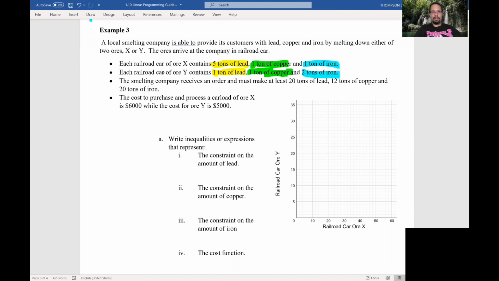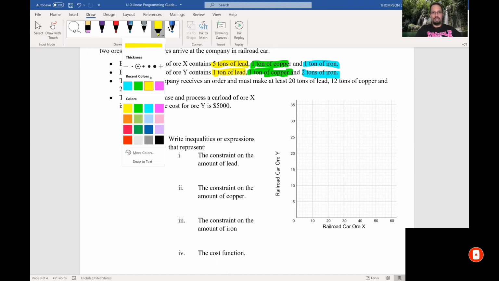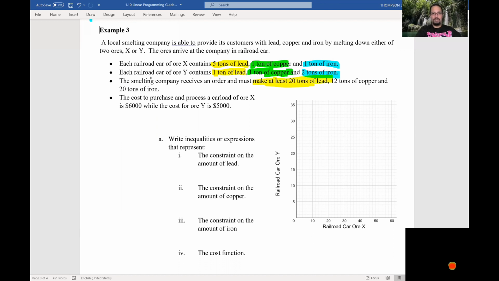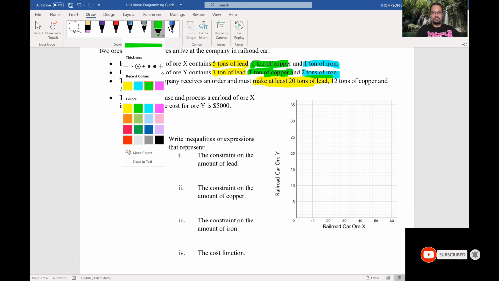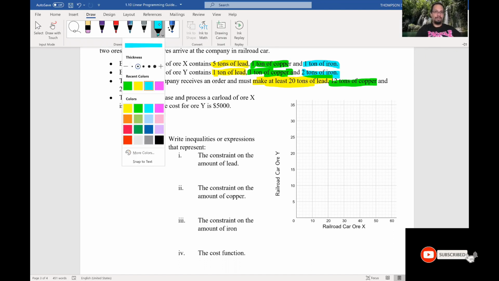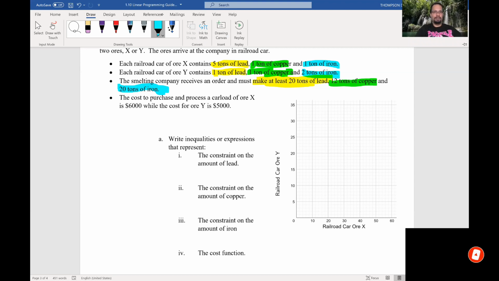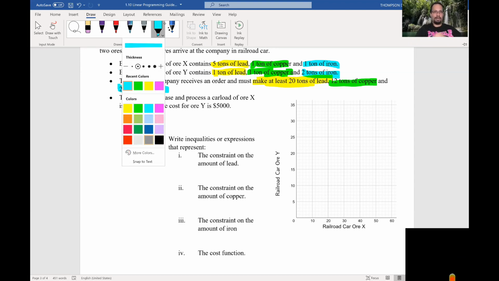The smelting company receives an order and must make at least 20 tons of lead. So the key words are at least 20 tons of lead, 12 tons of copper, and 20 tons of iron. The cost to purchase and process a carload of ore X is $6,000, while the cost for ore Y is $5,000. Let's highlight that in gray, and we'll come back to that.